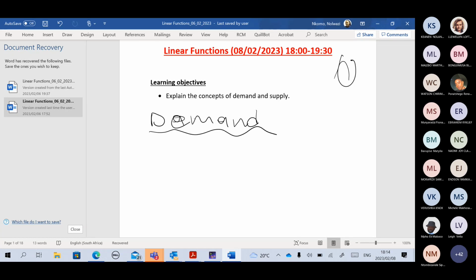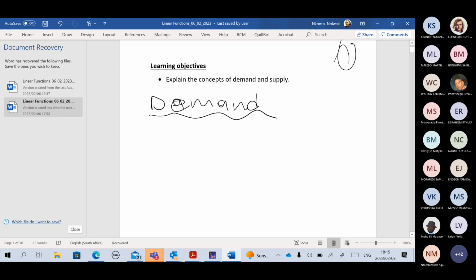Demand is the desire or willingness or ability of consumers to pay a certain price for a product or a service in any given period. Another thing, a business uses the demand to determine the necessary supply and how a price can be determined.